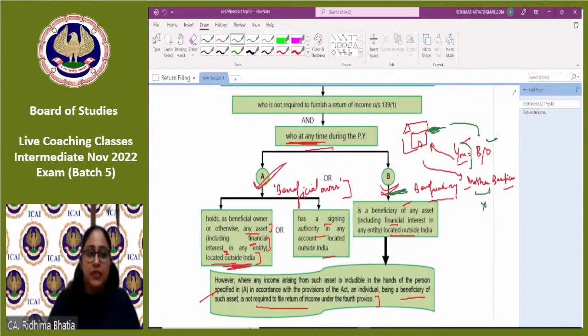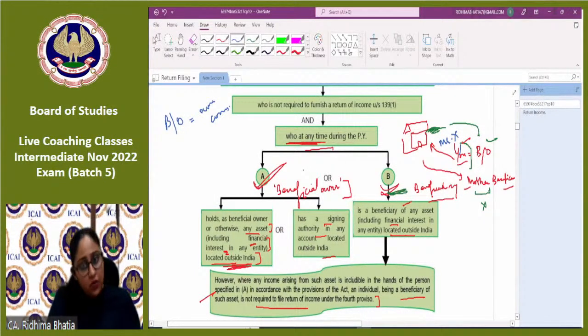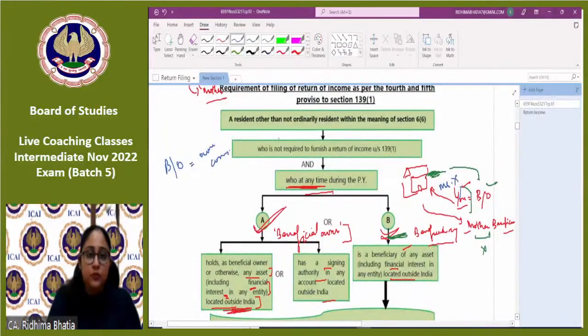ध्यान से everyone, see, there is beneficial owner who is the owner who has paid the consideration. I gave you an example of you, or if you don't like, you can take Mr. X. Okay? He owns a house in Singapore. He's a beneficial owner. He does not have any income in India. He's in ROR. First condition is that he is in ROR.